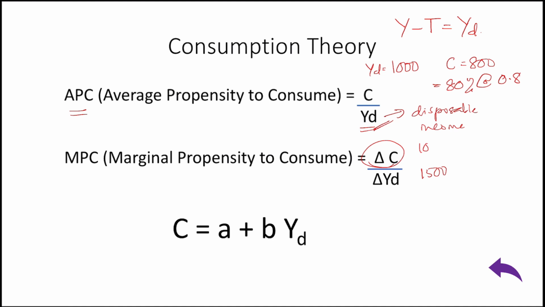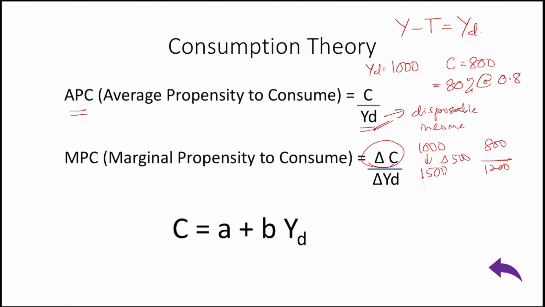Okay, so from 1,000 to 1,500, there is an increase of 500. So this is the change in your income. So your disposable income has increased by 500. And when your income increases by 500, the consumption also will increase from 800. Let's say I give you an example, how much? 1,200. Okay, from 800 to 1,200.